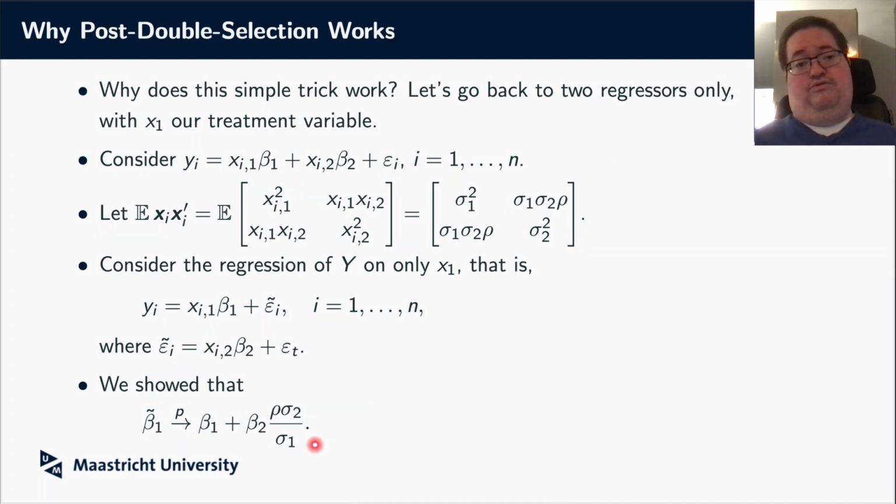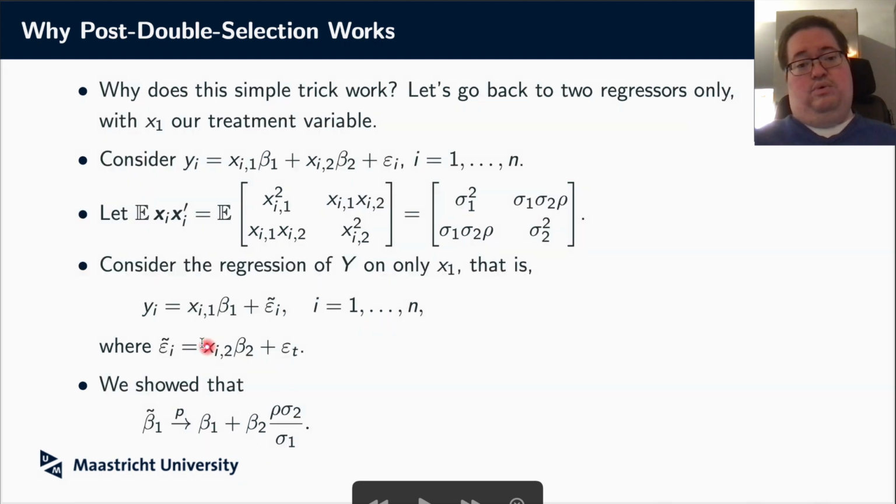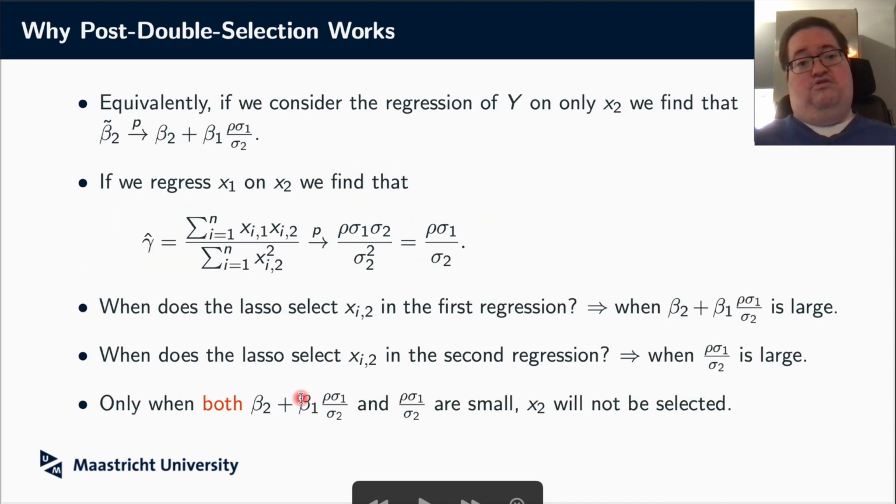So how does this post-double selection method allow us to avoid that problem? Let's have a look at another step that we take, and that is regressing y on x2 only. You can write that out, of course. What you will get is exactly the same as we have here, where we did y on x1, but now y on x2, so all the 2's and 1's just change. Of course, that's again inconsistent, and it again depends on beta 2, beta 1, rho, and the ratio of the standard deviations.